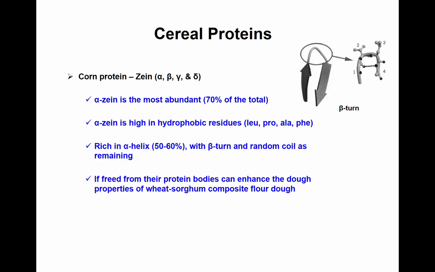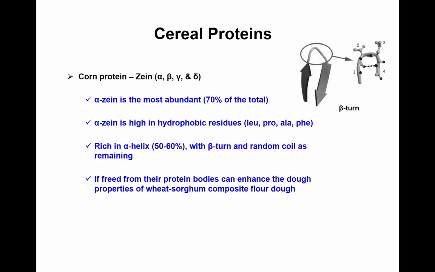Okay, so corn protein. The main protein in corn is zein, and alpha zein in particular is the most abundant. It represents about 70% of the total protein. The hydrophobicity of this protein is exceptionally high. Mostly the amino acids that are most responsible for hydrophobicity are these listed here: leucine, proline, alanine, and phenylalanine. It has secondary structure, so it's rich in alpha helix with some beta turn and random coil.